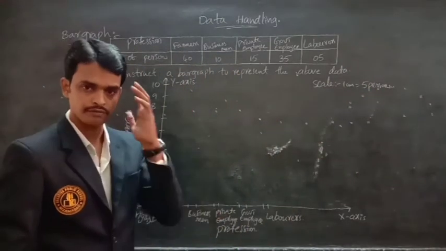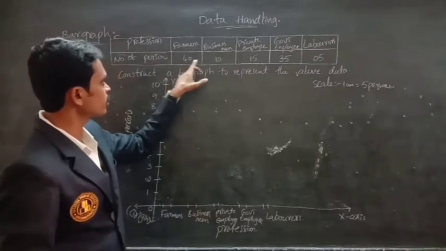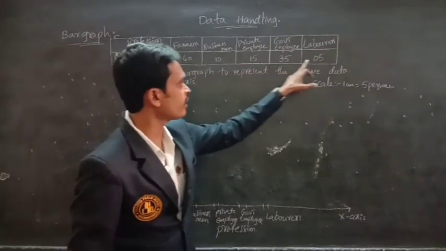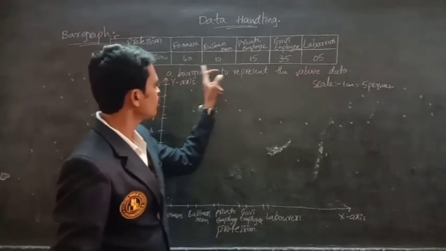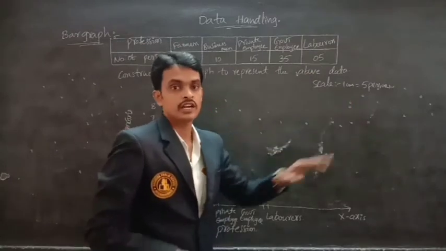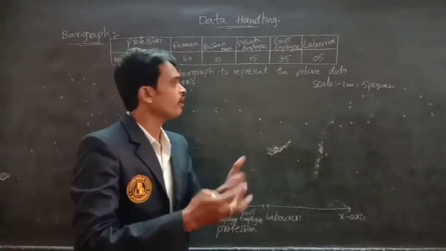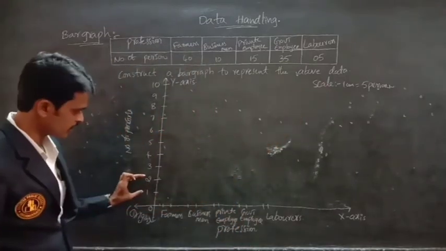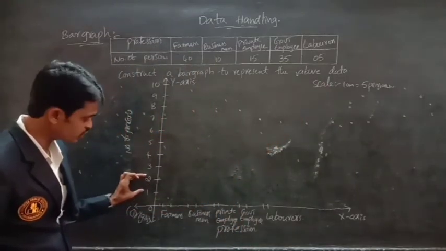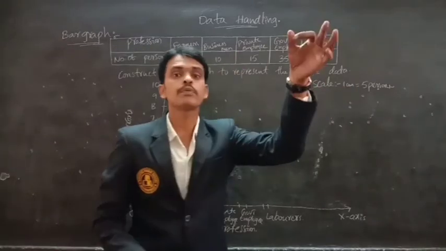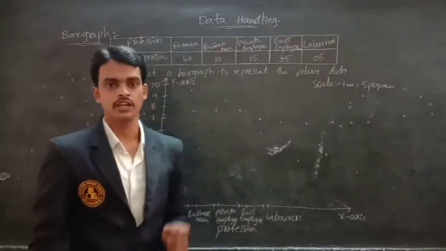How many persons am I taking? 5 persons. Why? Because 40, 10, 15, 35, 5, these numbers are all divisible by 5. That's why I took 1 centimeter is equal to 5 persons as a suitable scale.